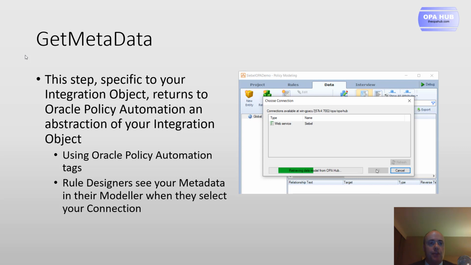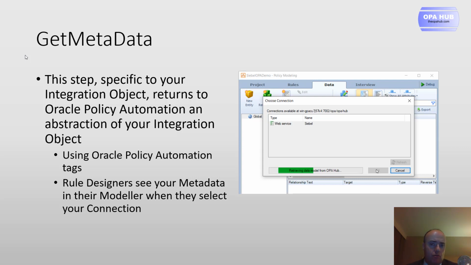The second method, the second call that you're ever going to make between OPA and Siebel, is probably one of the most important ones. It's called GetMetaData. And as you might say, well, the name is written on the tin. It's a step that is especially important at design time.